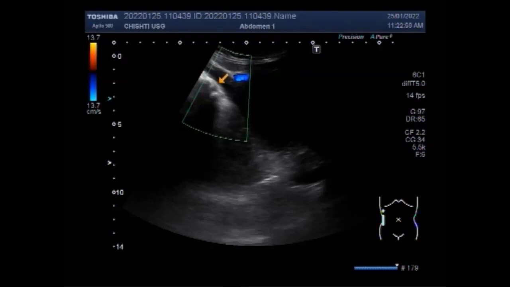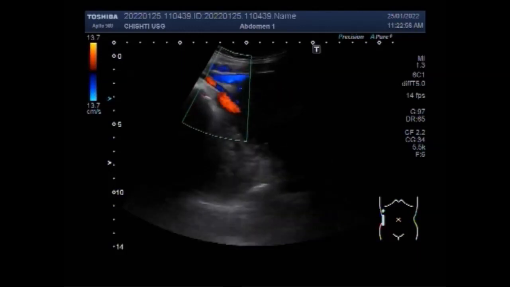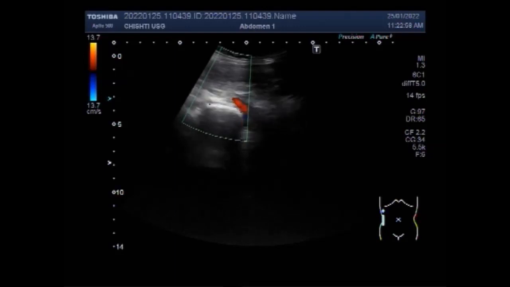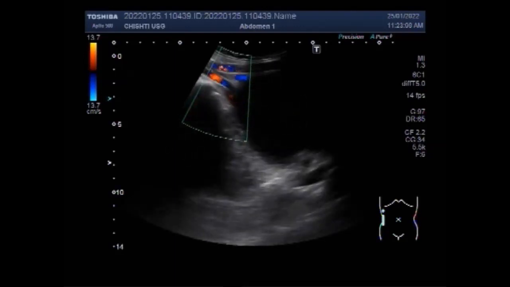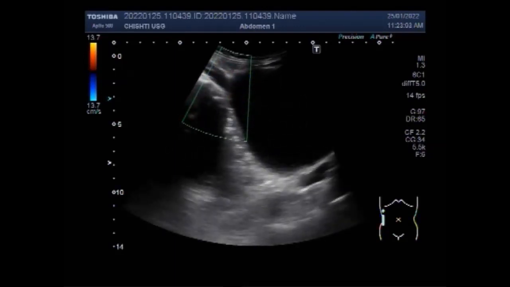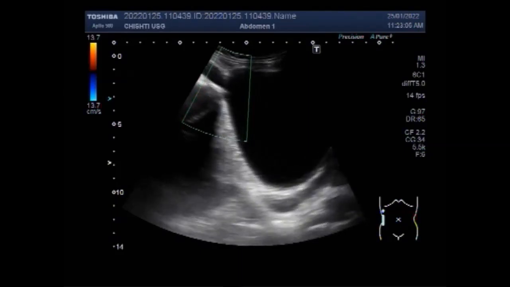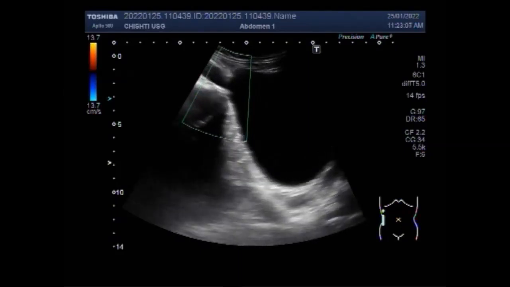You can see the right ureter. This is urinary bladder. Again, you can see the differentiation between the ureter and the iliac vessels. A ureterovesical junction obstruction is blockage to this area where the ureter meets the bladder.